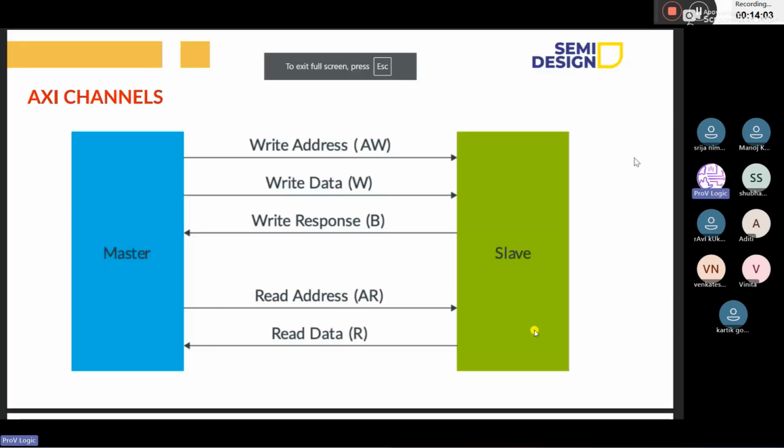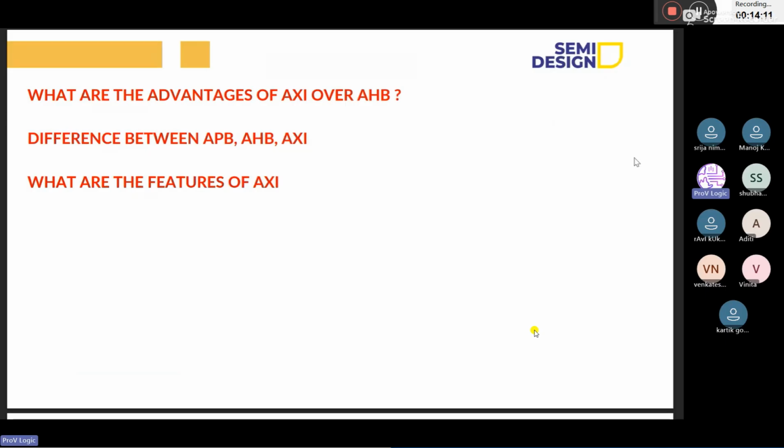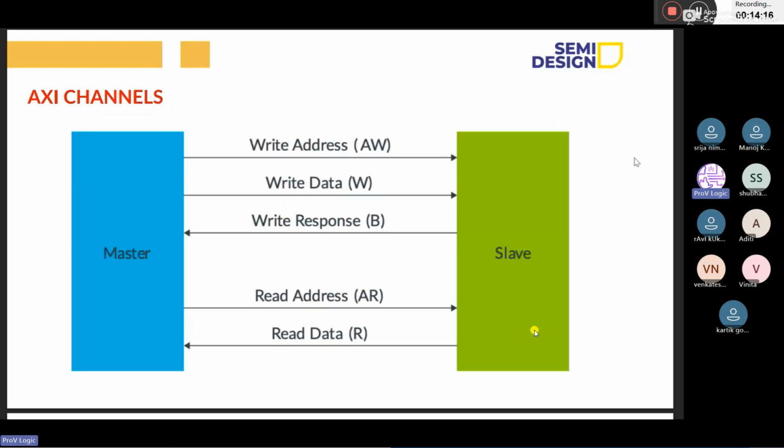Okay, so next, this is the advantages and the difference between APB, AHB, and AXI features also completed. So what are the major limitations of AHB? Can anyone answer from these advantages of AXI? What are the major limitations of AHB? You already know, right? And limitations of APB.